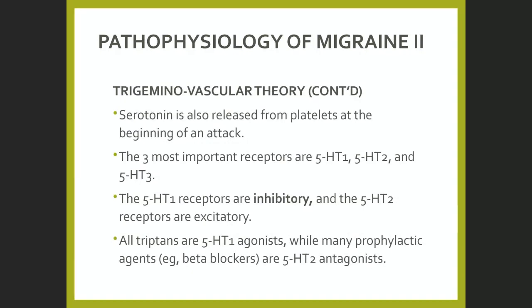Serotonin is also released from platelets at the beginning of a migraine attack. There are 3 types of serotonin receptors: 5-HT1, 5-HT2, and 5-HT3. 5-HT1 receptors are inhibitory, while 5-HT2 are excitatory. And so the drugs that we use for migraine, including triptans, are actually 5-HT1 agonists, while some of the prophylactic agents we use are 5-HT2 antagonists.